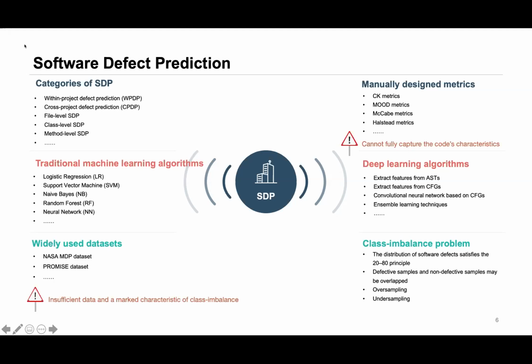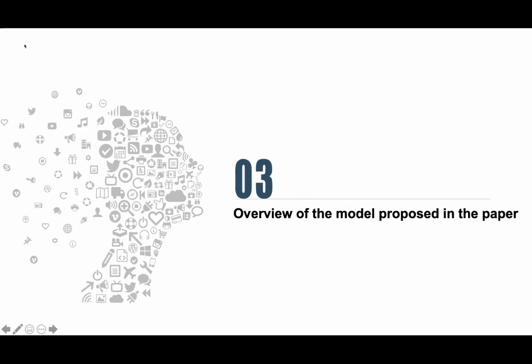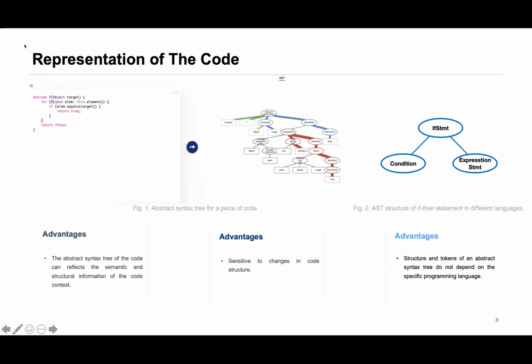We also proposed an approach for collecting and processing software defect data sets to address the potential problems in existing data sets. In the next sections, I will elaborate on the model construction process and the data pre-processing procedures. First, let me introduce our code representation schema.